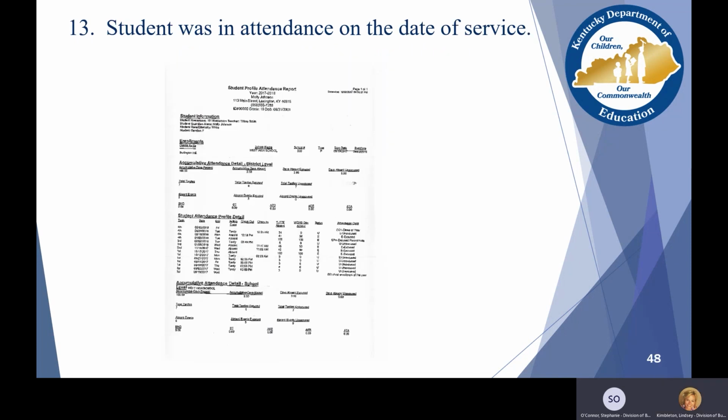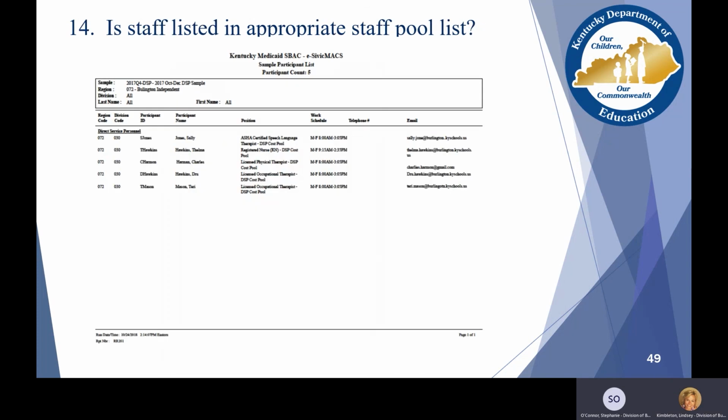Number 13, was the student in attendance on the date of service? When auditing these claims, we usually ask for the annual attendance log for that student just to make sure they weren't absent on the date the service was billed. Number 14, is the staff listed in an appropriate staff pool list? Here, we're looking under our school-based administrative claiming vendor for that practitioner to be listed in the correct category and the direct service staff pool list.